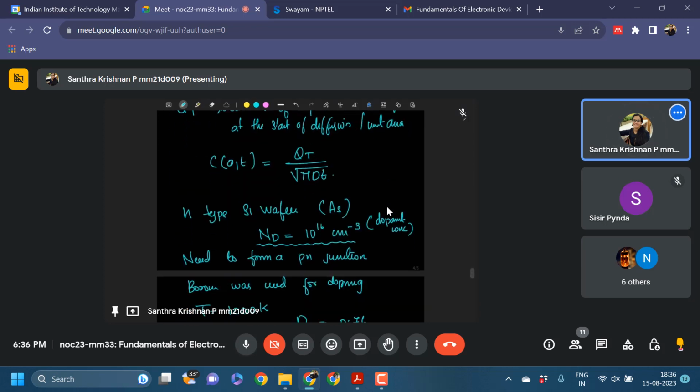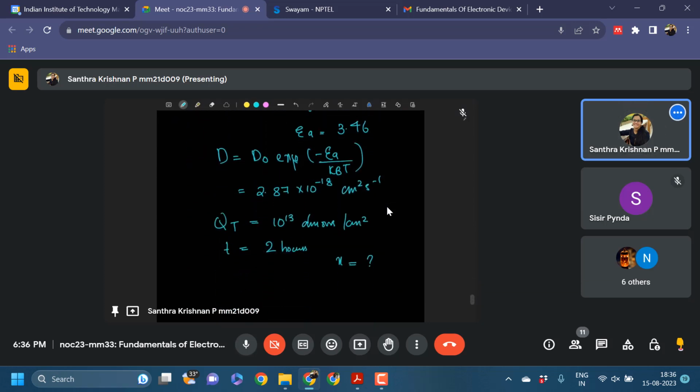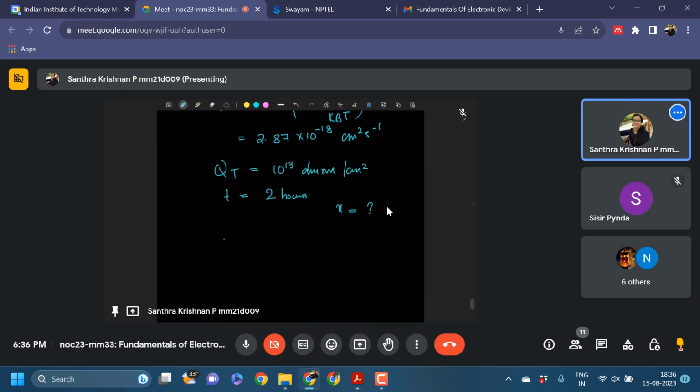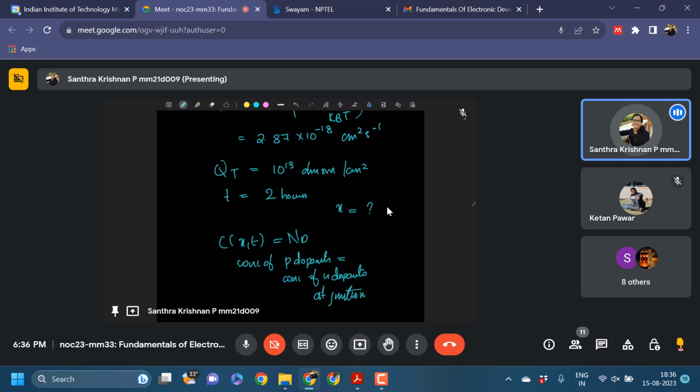Have you got what I meant? Is it clear to all of you? Basically, this is the step. Like Cx of t, we are equating to Nd. The reason is that concentration of P dopants will be equal to concentration of N dopants at the junction. So that is all. I hope it's clear to all of you.